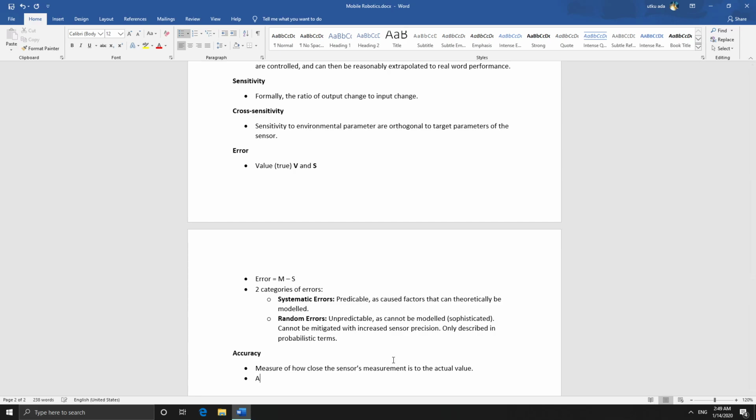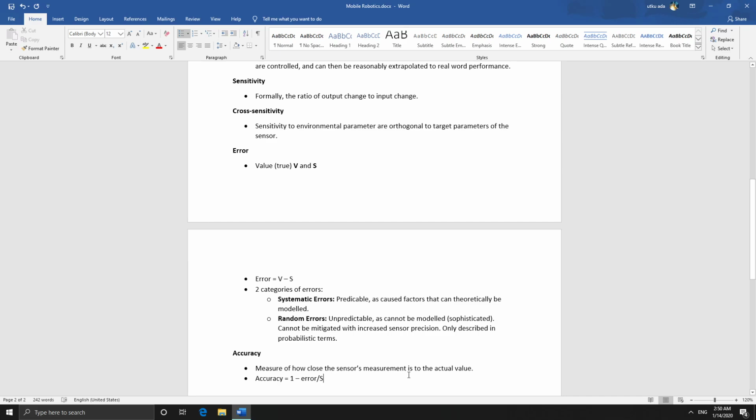So the accuracy is equal to 1 minus the error over V, where V is the real value, and we work out the error with V minus S, since we called the measured value S. Sorry, this is supposed to be a V. So it's the actual value minus the measured value. That's how we figure out the error, over the value.